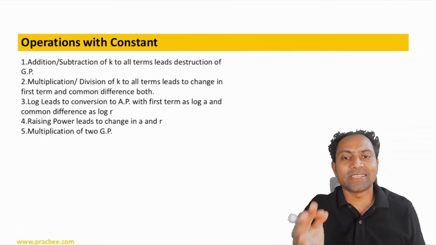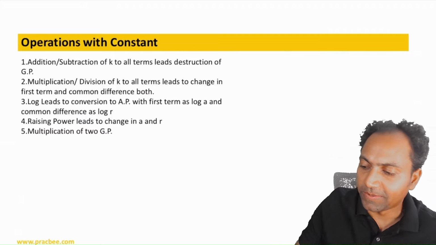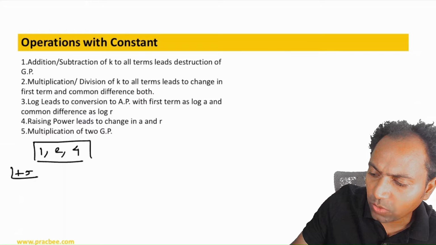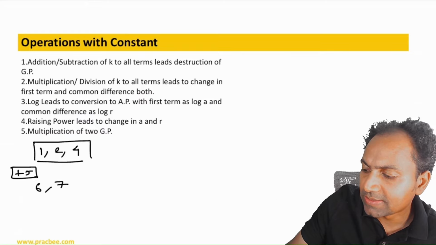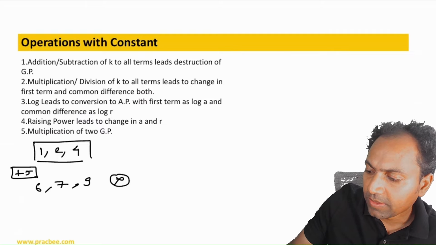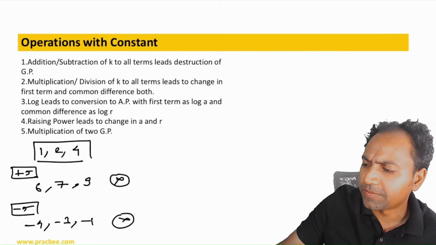So next property is nothing but properties in which we have constants and operations with GP. Let us take an example in order to understand it faster. If I take 1, 2, 4, what you can observe is if I add 5 to all the terms, it becomes 6, then 7, and then 9. So no more in GP. If I subtract 5, again you can see that this will become -4, -3 and -1, again not in GP.